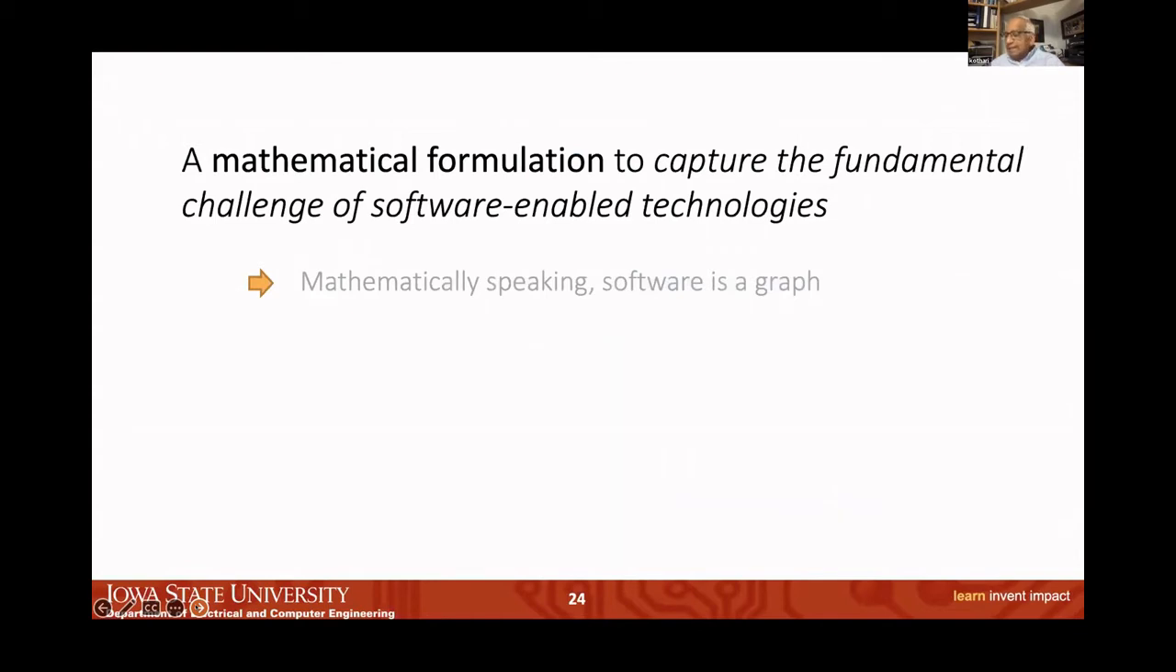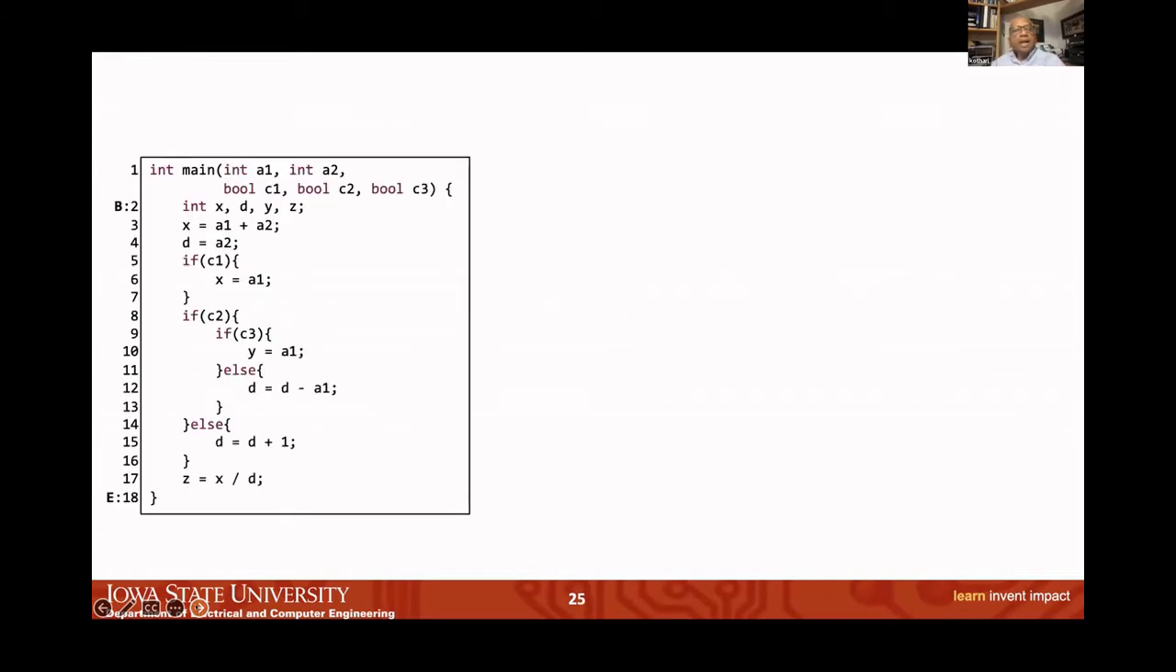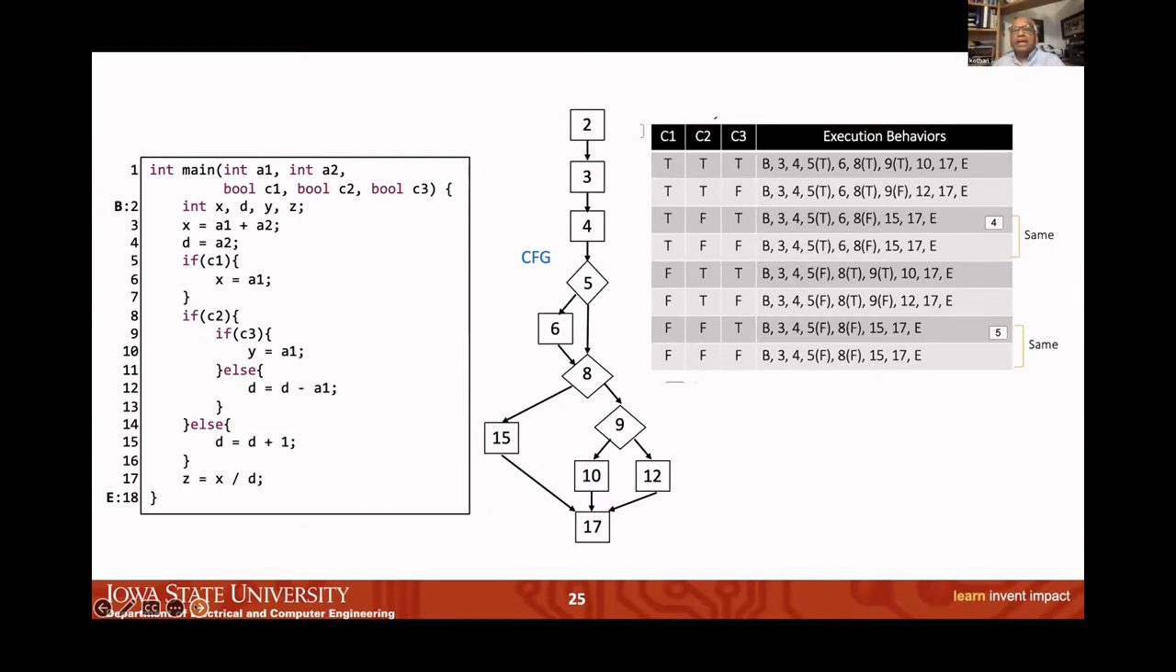Now, next, we go to the second step of the mathematical formulation. The first step is to view the software as a graph. The next thing is that the execution behaviors can be viewed as paths in the CFG. Again, let's look at the execution behaviors for this program. We have already seen the truth table. Now we look at it as paths in the graph. This graph has 6 paths from the root 2 to the end node 17, and every path corresponds to one execution behavior. You can see from the truth table that we have 6 behaviors, and there is a one-to-one correspondence between the paths in the graph and the execution behaviors.